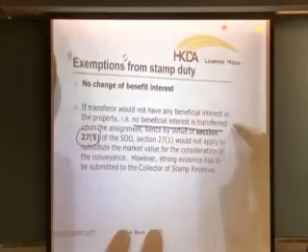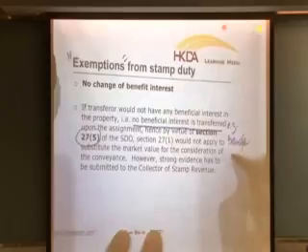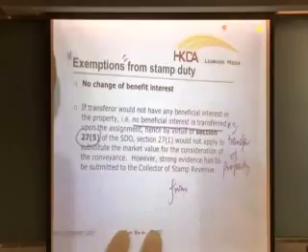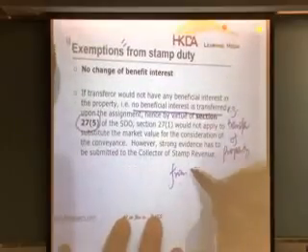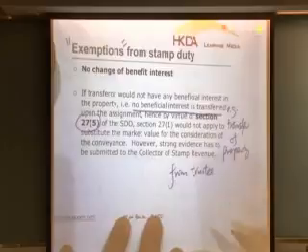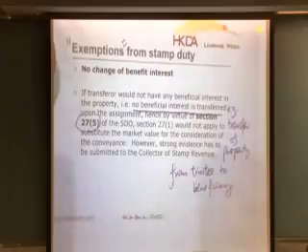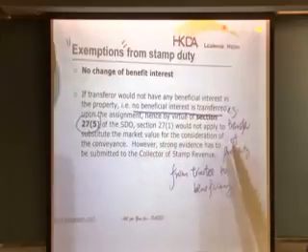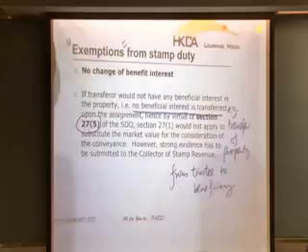Example. Transfer of property from trustee 個信託人 to beneficiary 受益人。In that situation, there's no change of beneficial interest. Therefore, no stamp duty is required. All right, that is more business-related transaction.